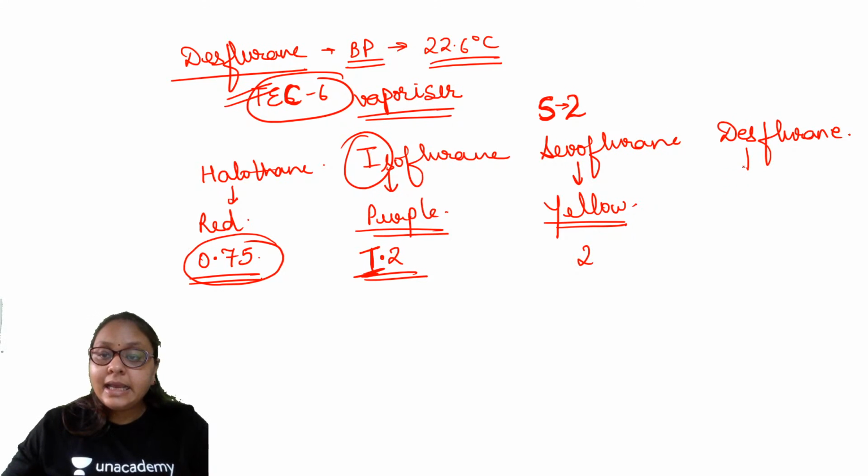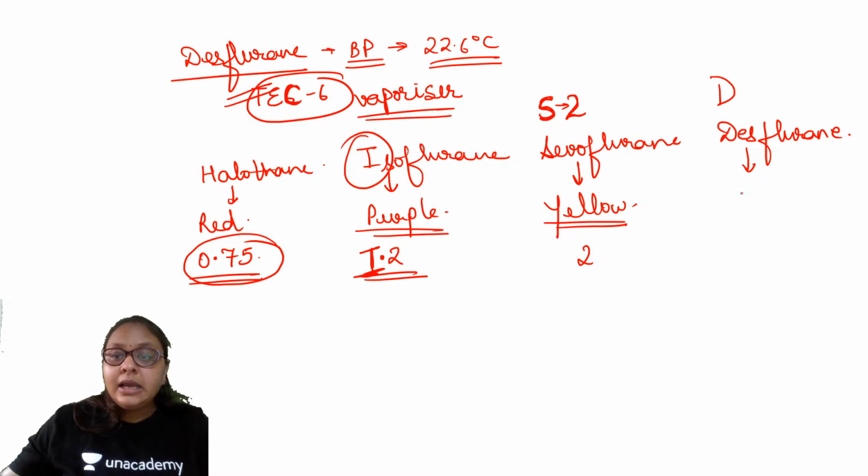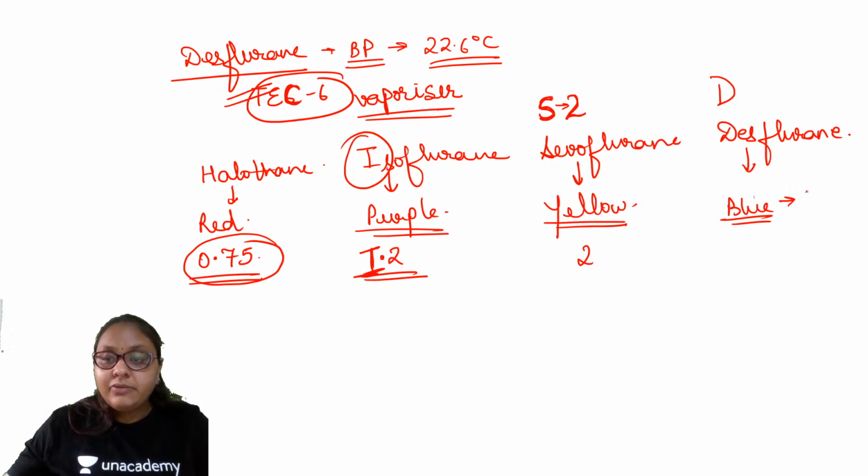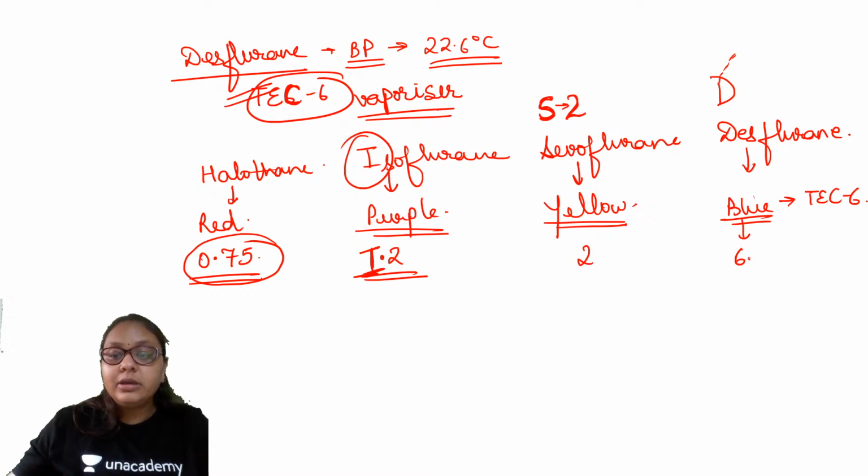Is it clear? Desflurane, its vaporizer is blue in color, that is the special Tech 6 vaporizer, and if we put this on top like this, what will it become? D to 6, so its MAC value is 6.